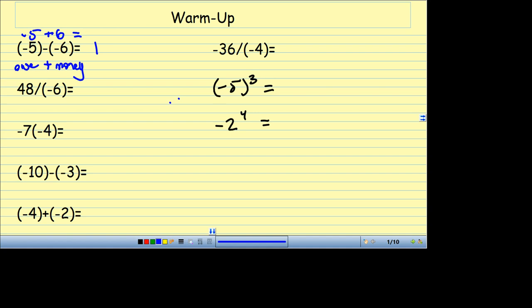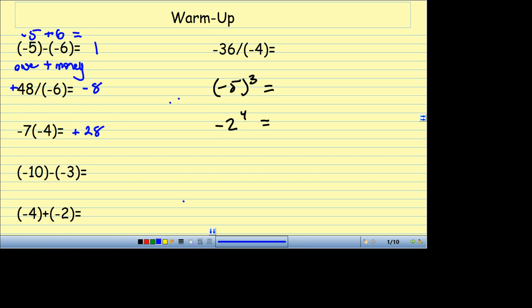So, looking at this, 48 divided by -6. Well, you already know what 48 divided by 6 is, that should be easy. The answer is 8. But a positive number divided by a negative number gives you a negative number, following our rules of multiplication. I have -7 times a -4. Well, 7 times 4, that's 28. And all you have to do is figure out if my answer is positive or negative. Negative times a negative is a positive.